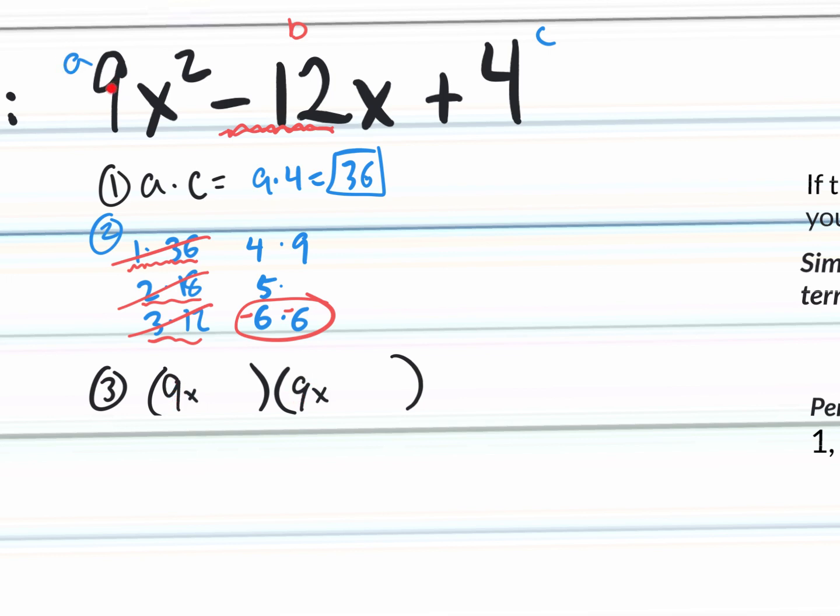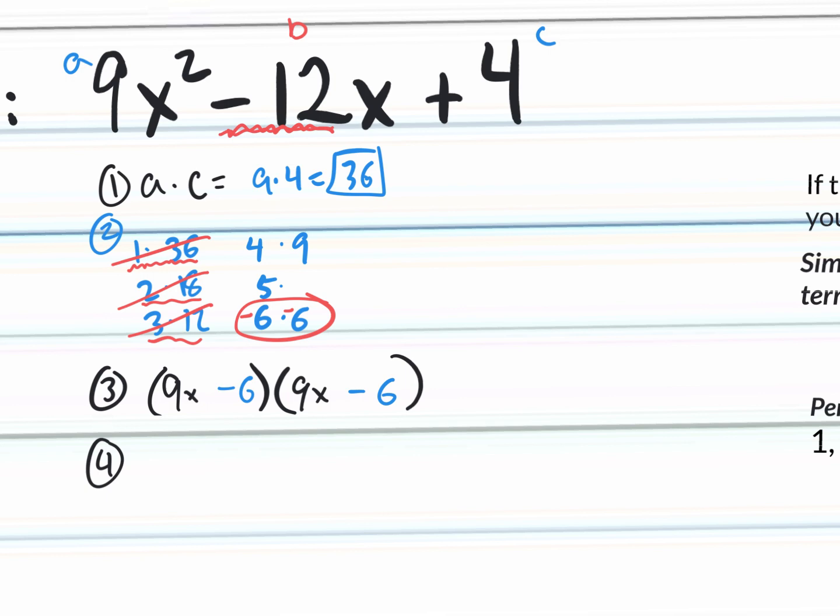In this case, a is 9 with an x, so you have 9x and 9x. And over here on the blank spots, you put the pair of numbers from step 2, you just plop them right in there. So you're going to have a minus 6 right there and a minus 6 over there. And then after that, step 4 is to divide each binomial by the greatest value that you can, if you can. If you can't, you just rewrite it.